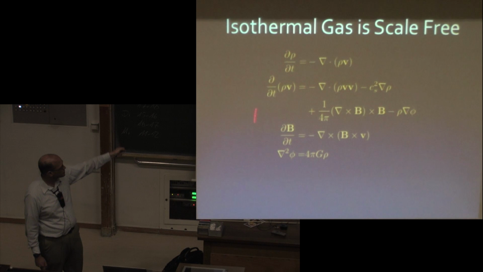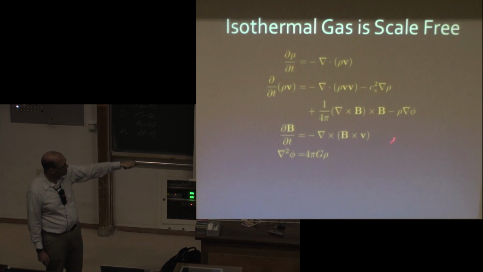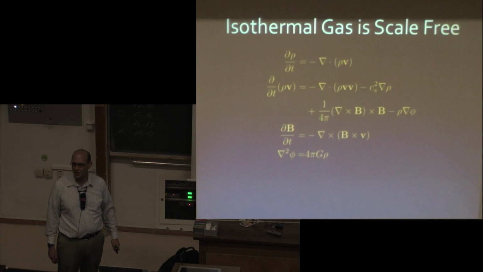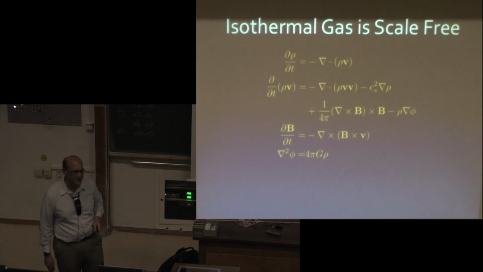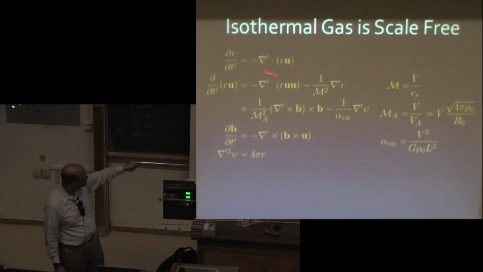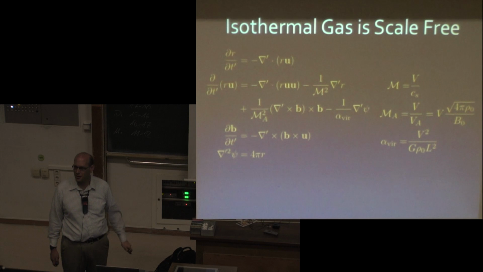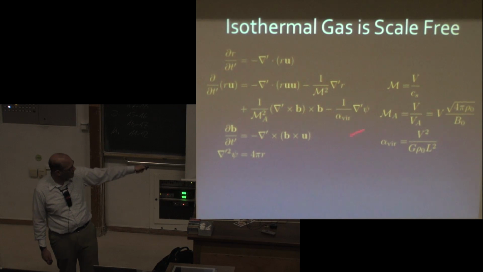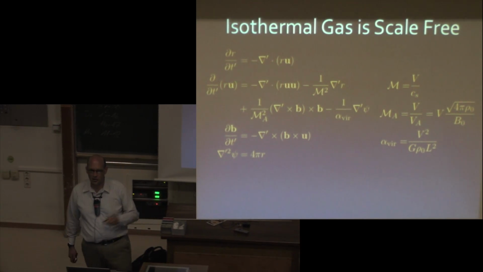Well, here are the equations of motion for isothermal gas. I've got conservation of mass, conservation of momentum, there's the Lorentz force term, there's the gravity term, here's the advection equation for the magnetic field, here's the Poisson equation for self-gravity. Naturally, being a fluid dynamicist, the first thing I can do is look at these and say, let's non-dimensionalize that. So here are the non-dimensionalized versions of the equations, and there are 3 dimensionless numbers that describe this system. The Mach number tells me about velocity divided by sound speed. The Alfvén Mach number tells me about characteristic velocity divided by Alfvén speed. And the virial parameter, which tells me about the ratio of kinetic and gravitational potential energy.